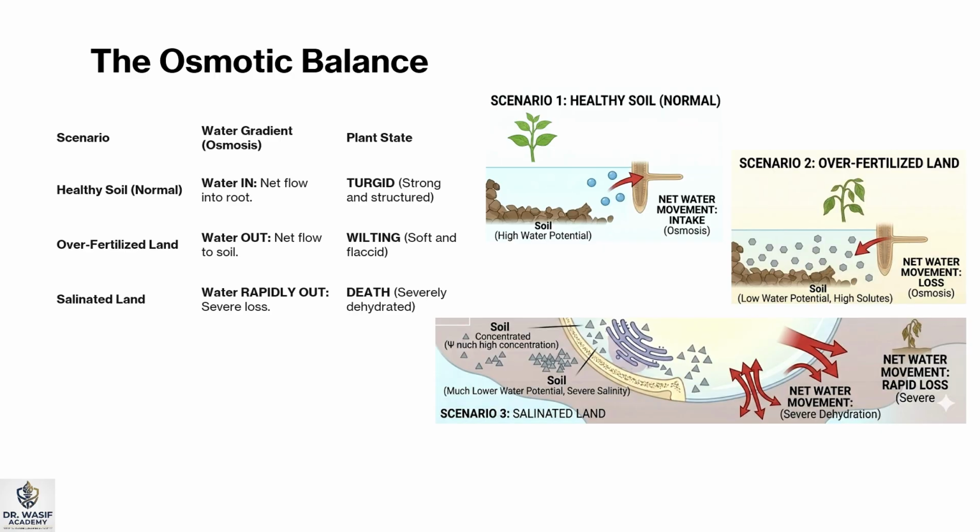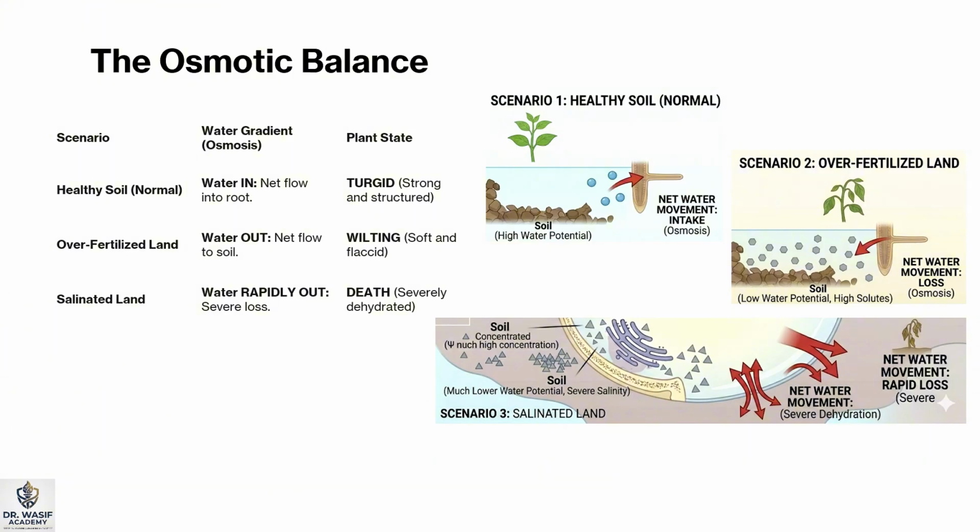And finally, the most extreme case, salinated or saline land. This is land where salt has built up over many years. The soil water potential is now much lower than the root water potential. So water is pulled rapidly out of the plant and the cells cannot recover. This leads to total dehydration and eventually the death of the crop.